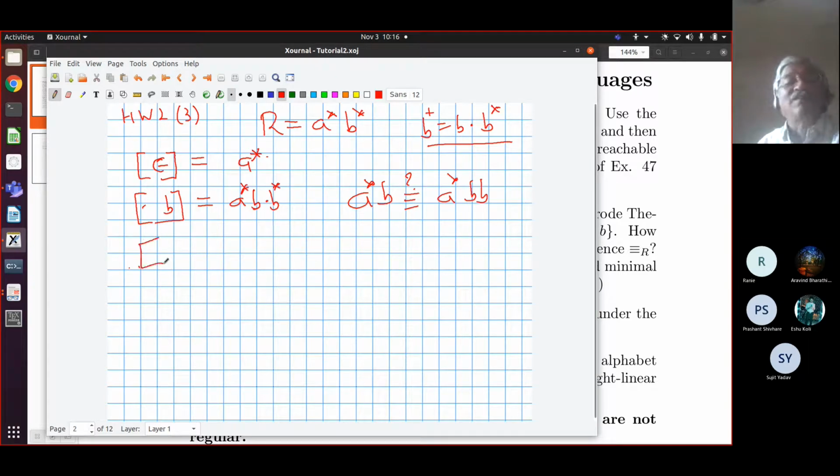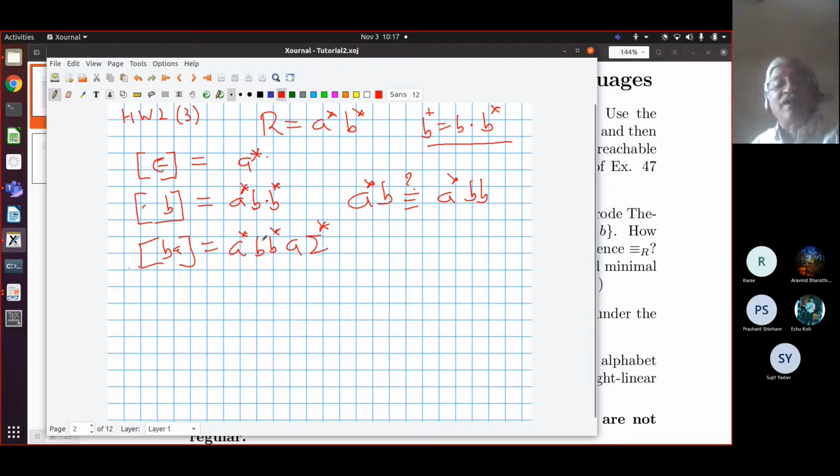And what is the third class? Anything that takes you out of this language after getting a B. So A star B, B star, followed by an A, followed by sigma star.